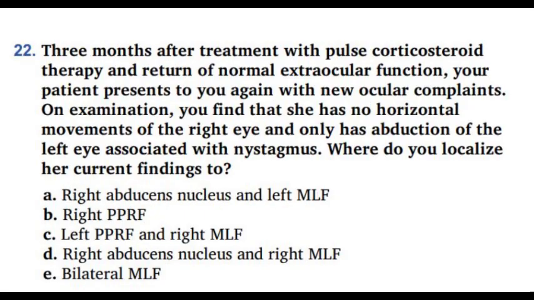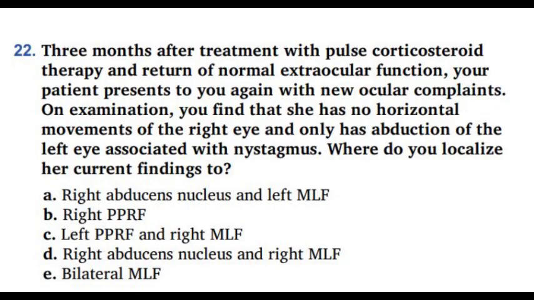So question 22, 3 months after treatment with pulse corticosteroid therapy and return to normal extraocular function, your patient presents to you again with a new ocular complaint. On examination, you find that she has no horizontal movement in the right eye, so one eye is gone, and only has abduction of the left eye, so half an eye is gone, agitated with nystagmus. Where do you localize these findings?